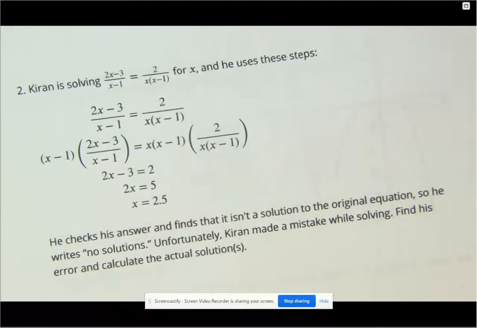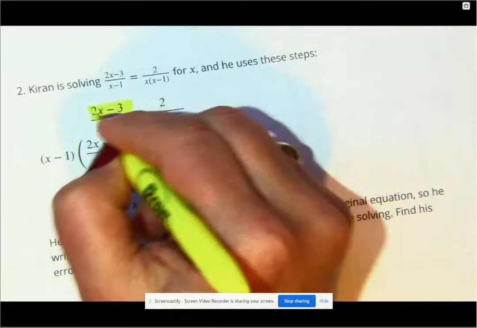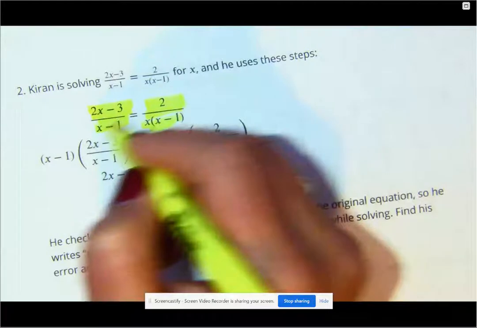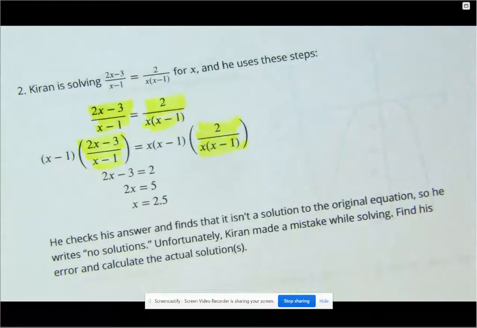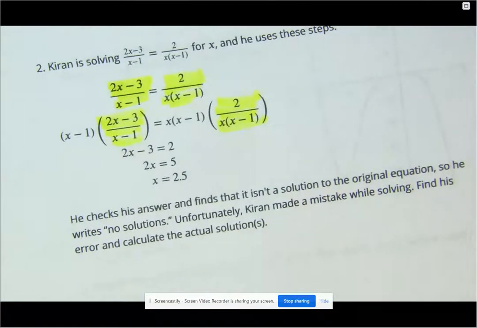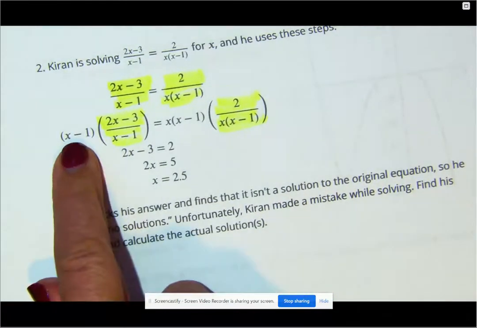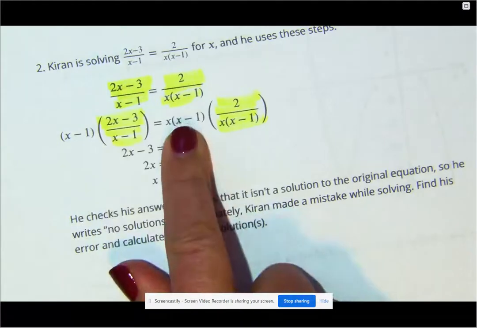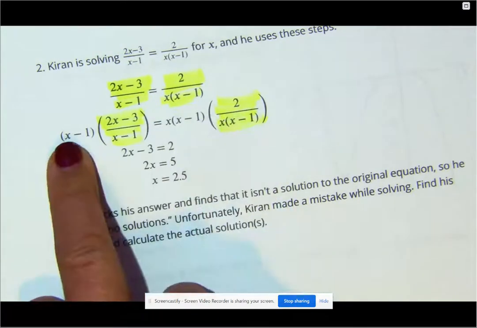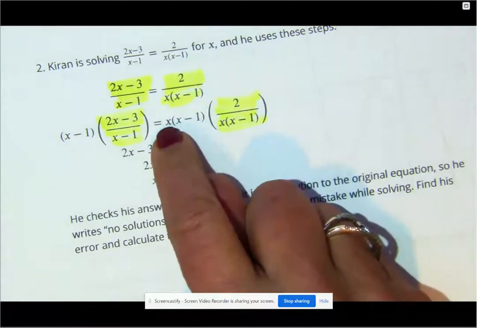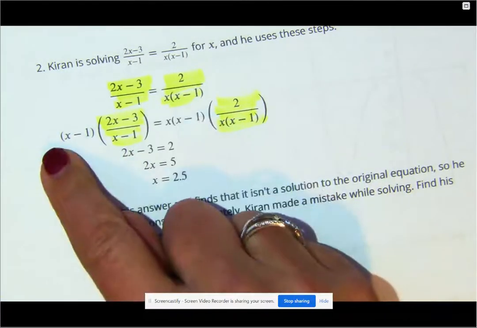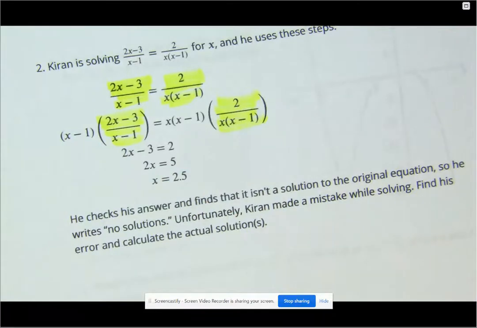So first I'm just going to highlight this. So here's the original. So what did he do to both sides? Because whatever you do to one side, you do to the other. So it looks like he multiplied this side by x minus 1 and this side by x and x minus 1, which cleared the denominator, which is fine, except what's his mistake? Whatever you do to one side, you do to the other. You can't multiply this side by x and x minus 1 unless you do the same over here. Okay, so let's go fix that.